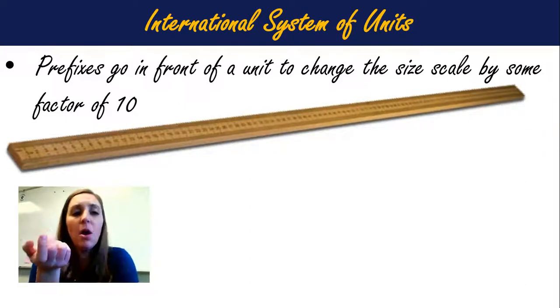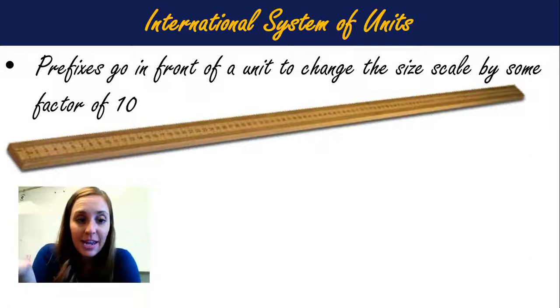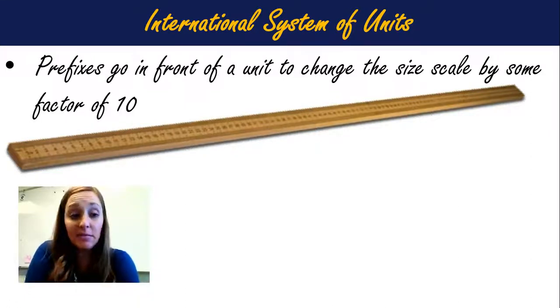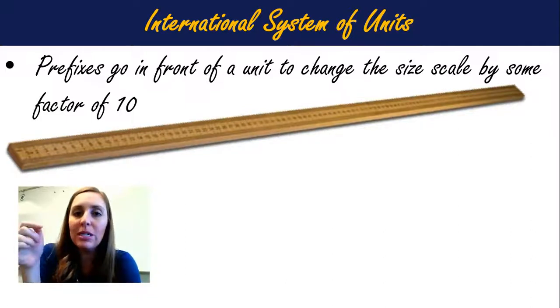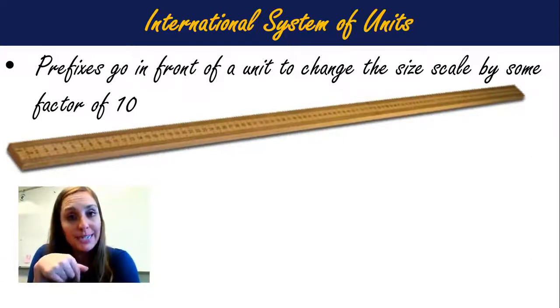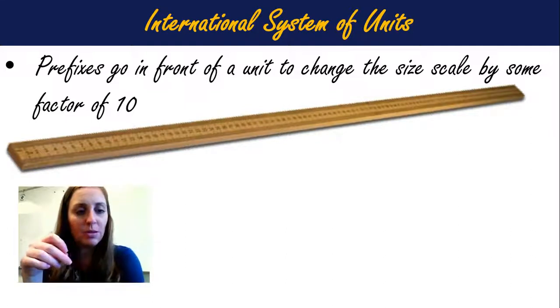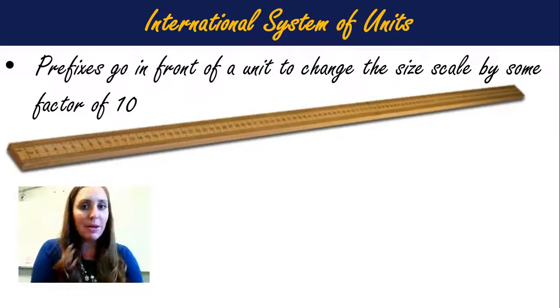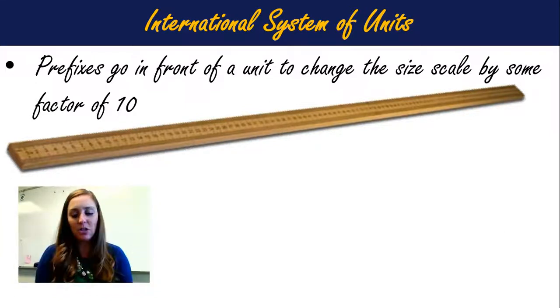In the metric system, our prefixes go in front of units to change them by a factor of 10. And you might say, why 10? Because 10's easy. Our number system is based on tens, so you just move the decimal around. If you divide by 10, you just move the decimal once to the left. Or if you multiply by 10, you just move the decimal once to the right. So changing by a factor of 10 is really, really easy once you get used to it. And you might ask why our number system is based on 10. It's because 10 makes sense, because we have 10 digits.